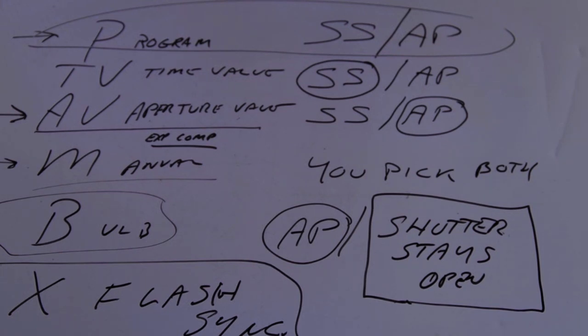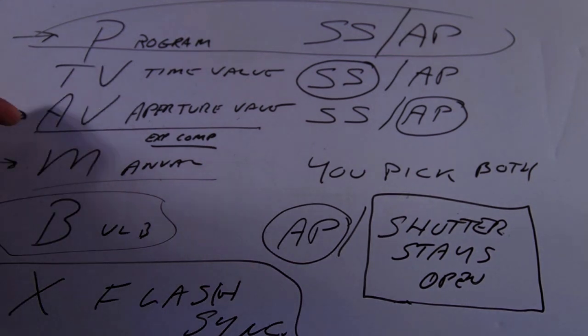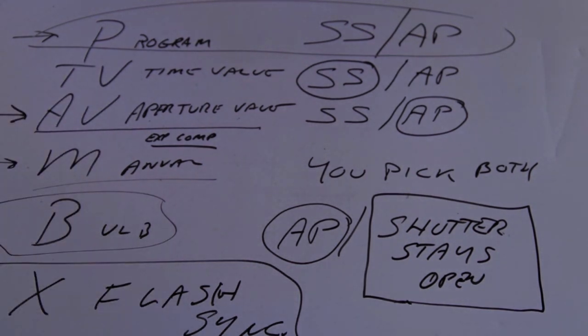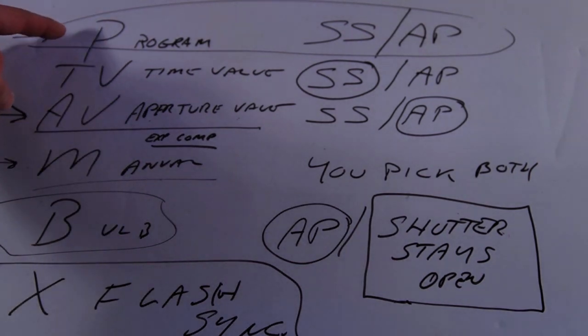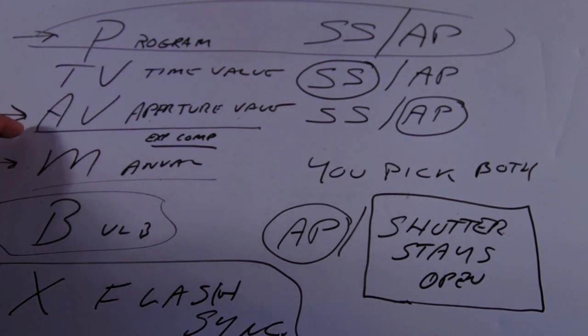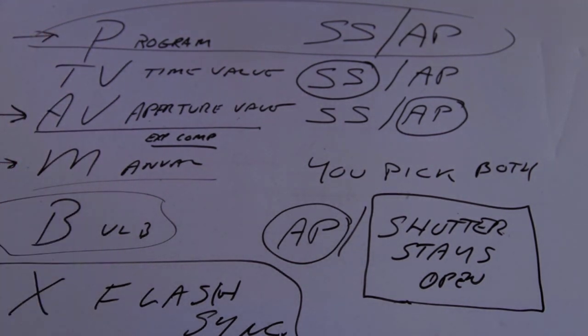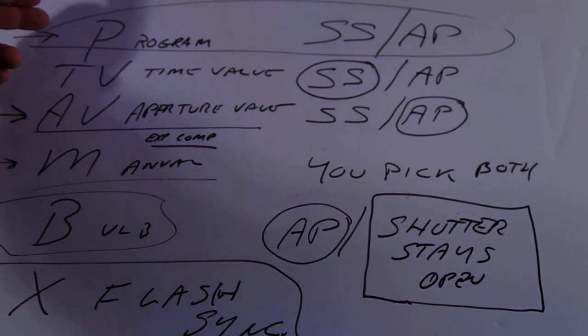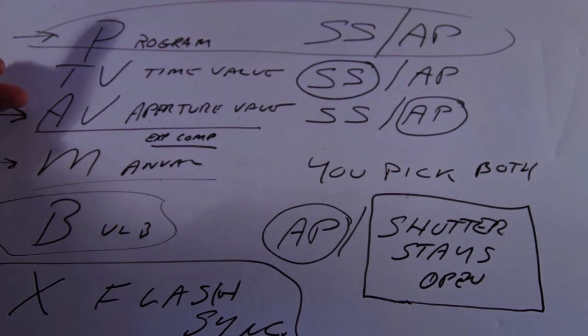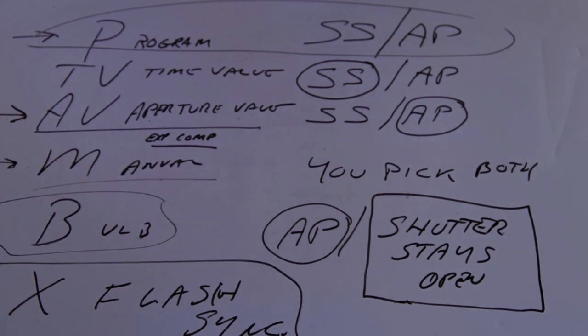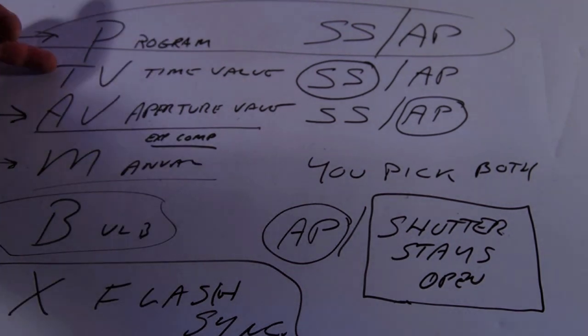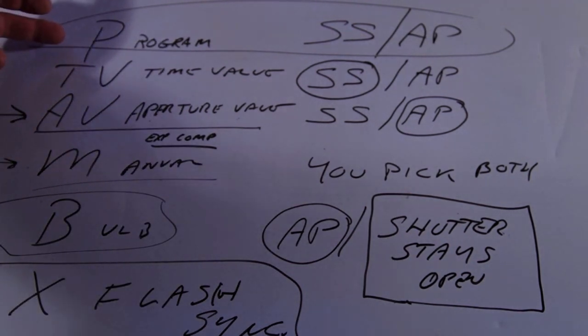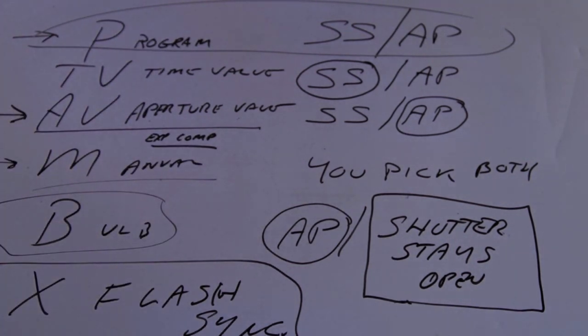So, alright, that's Ed with Photo Universe, and that's P, TV, AV, M, and B. And sometimes you see P, S, A, and M. I think Nikon runs that way, or Canon runs that way. Program, time, aperture, manual. Or program, shutter, aperture, manual. So P, S, A, M. You'll see that too. But that's what your modes do.